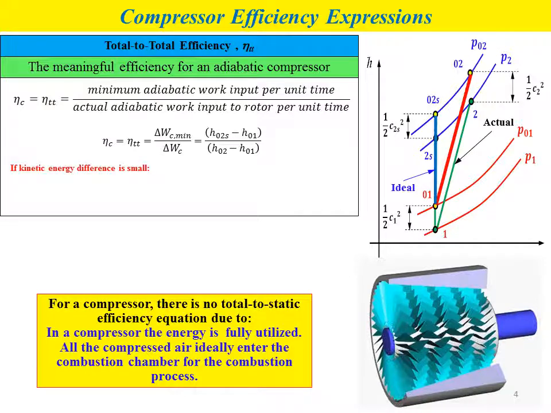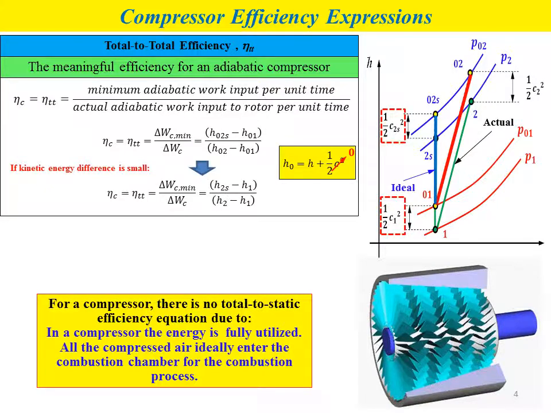So if we neglect the kinetic energy of the fluid, we can ignore the term for kinetic energy in the stagnation enthalpy formula. Now for this condition, the stagnation enthalpy value will be equal to the static enthalpy value. So instead of using the stagnation enthalpy value, we can use the static enthalpy value directly in the equation, where eta_tt for the compressor equals (h2s minus h1) divided by (h2 minus h1).